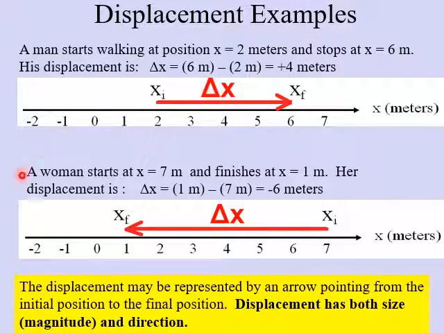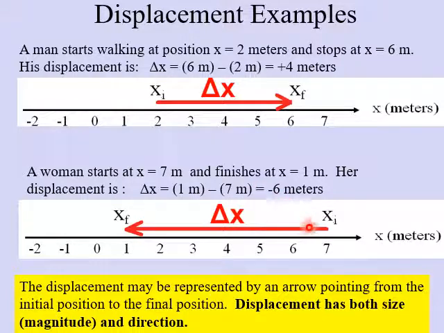x. Here's another example. Let's say a woman starts at x equals 7 meters over here, and she walks to the left and finishes here at x equals 1 meter. So her displacement is, remember, we do the final position first. So 1 meter minus her initial position, which was 7 meters. So 1 minus 7 is negative 6.